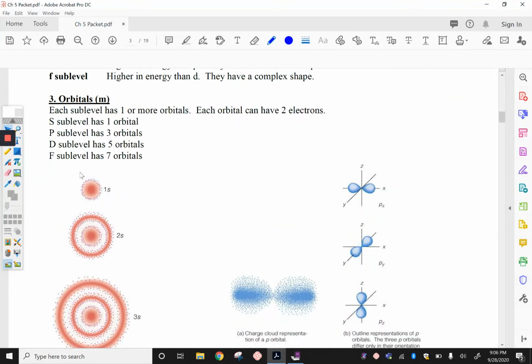Okay. Within sublevels, I know this is very confusing. We're going to put it all together at some point. So within sublevels, there are orbitals. Orbitals mean, like, if I graph the S function, I only get one graph. So I say I only have one orbital. When I graph the P function, I get 3 different graphs. And so I say I have 3 orbitals. The D gives me 5 graphs. The F gives me 7 graphs.